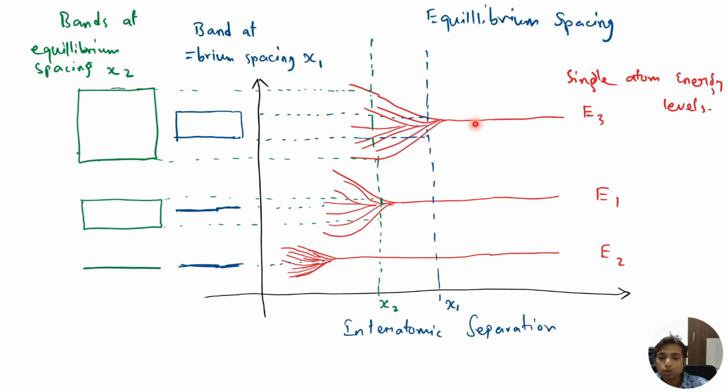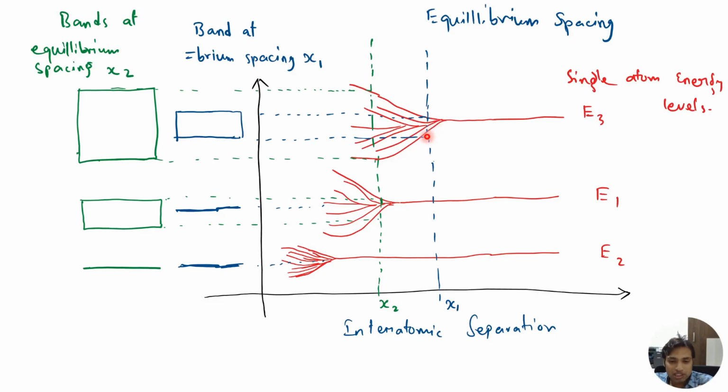When you bring two atoms close together, first the outermost electron cloud will overlap. When they overlap, it will start getting split. Why will it get split? Because of the Pauli exclusion principle. If you are taking 1000 atoms, it will split into 1000 different energy levels. For the sake of drawing, it doesn't look very neat, but you can imagine 1000 of these branches coming.